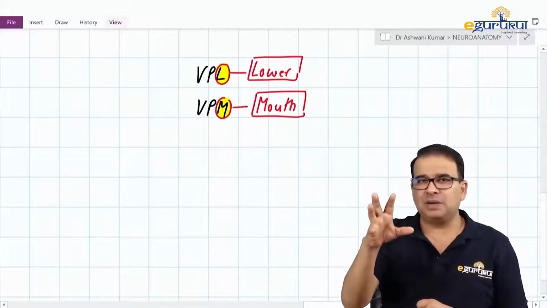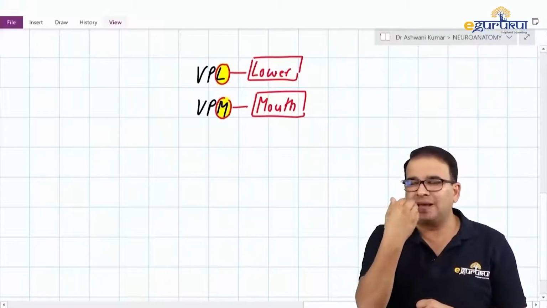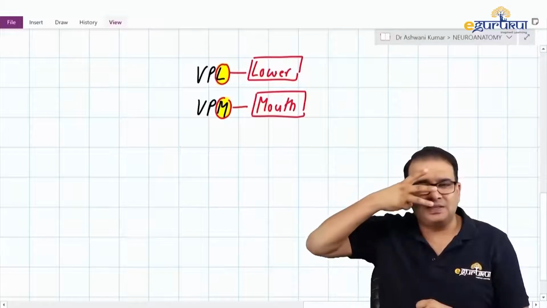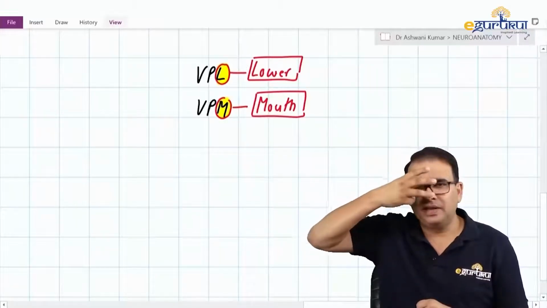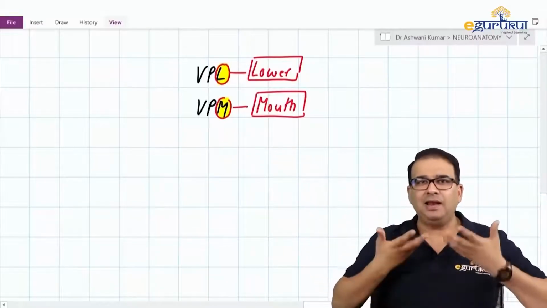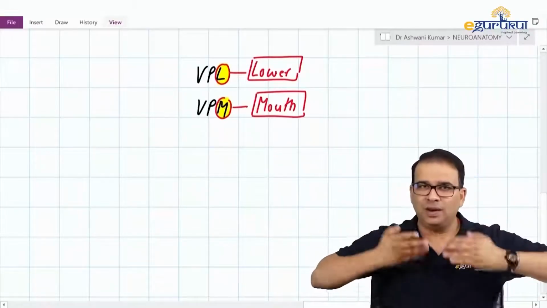But if the sensation is coming from the face or the mouth, like taste sensation, or the trigeminal nerve carrying the sensation from the face or the upper part here, they will all go into the VPM nucleus. So that's an easy way to remember. L and M: lower, mouth.